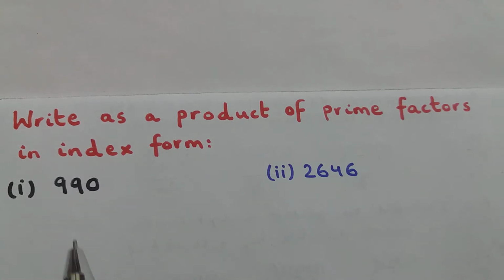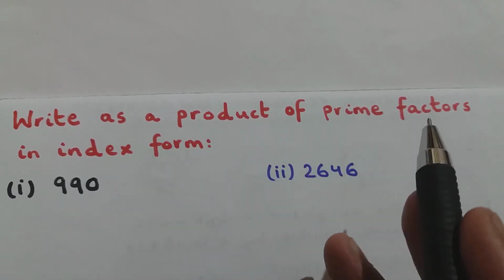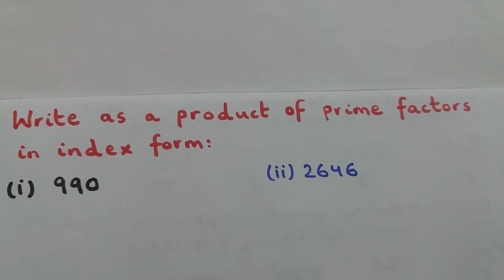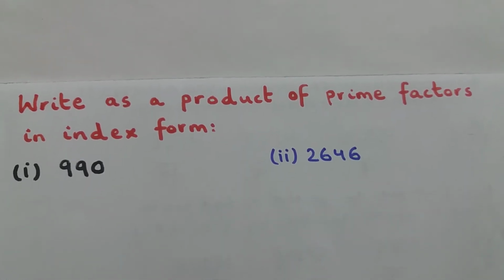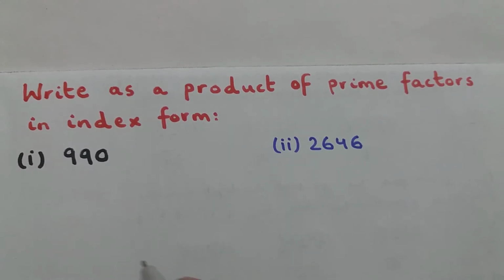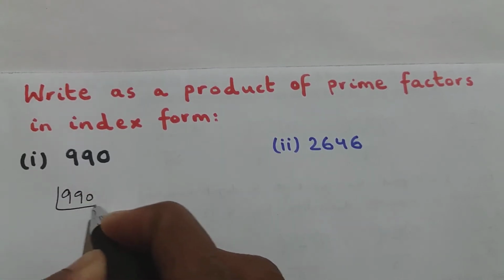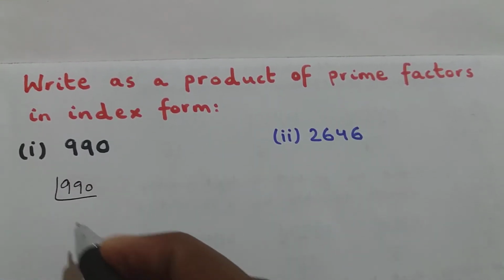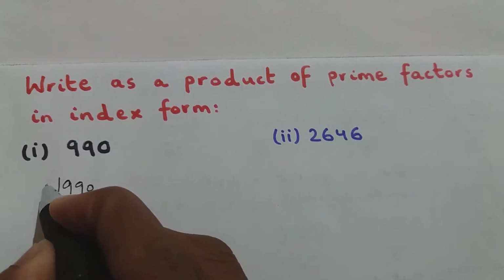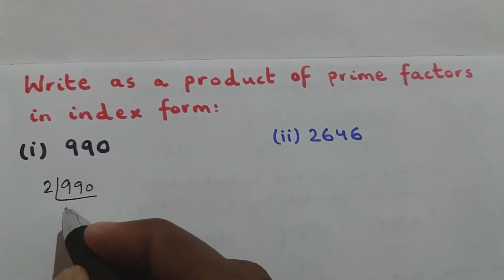So first I will solve for 990. I will write 990 as a product of its prime factors in index form. So in order to solve this question, we have to do the prime factorization of 990. So let us do the prime factorization of 990. Now 990 is divisible by 2. So I will divide 990 by 2.